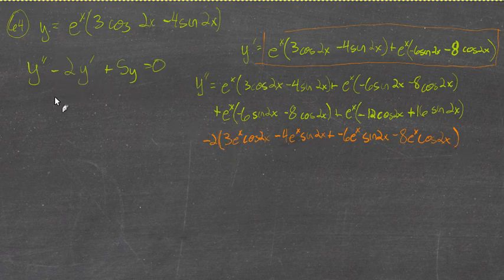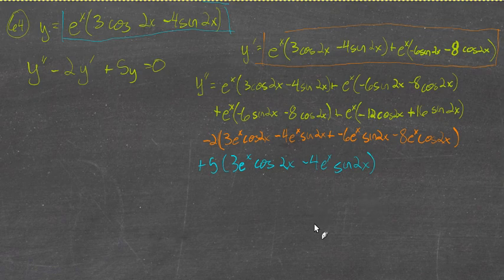This negative 2, again, comes from right there. Plus 5 times y. And, of course, y is this. So we have, I'm going to distribute the e to the x as we do this. So we have 3 e to the x cosine 2x minus 4 e to the x sine 2x. Just making sure everything got distributed correctly. Okay, so we have this y double prime minus 2 times y prime plus 5 times y. And now we just get to clean this all up and see if everything cancels out.